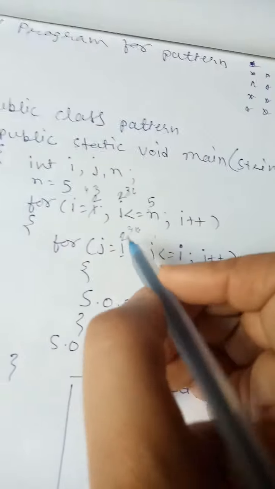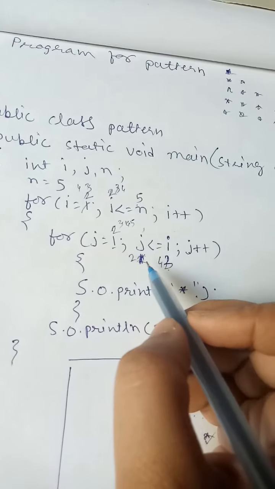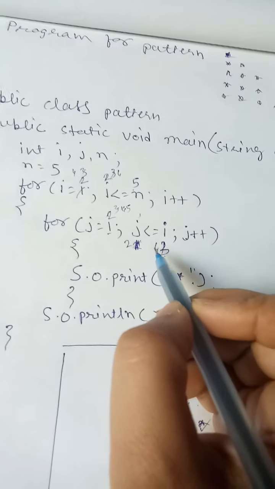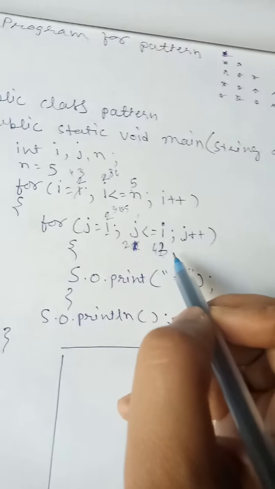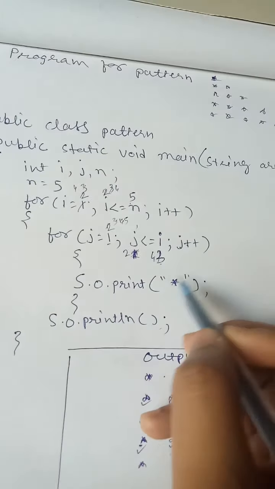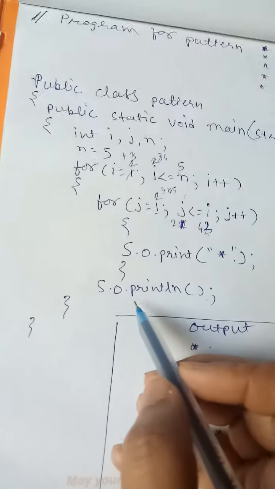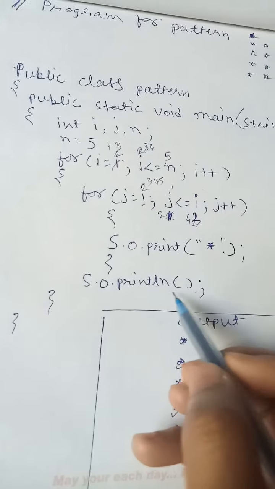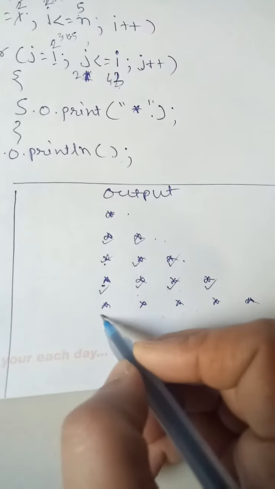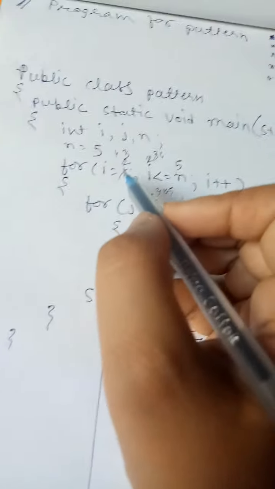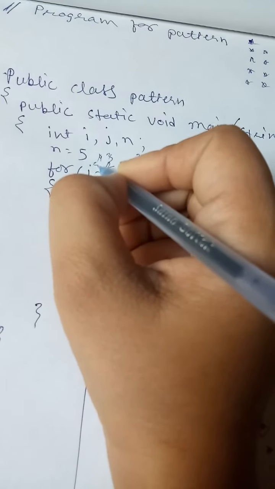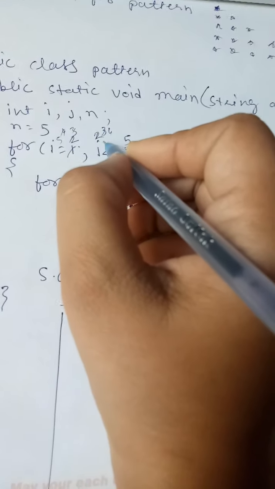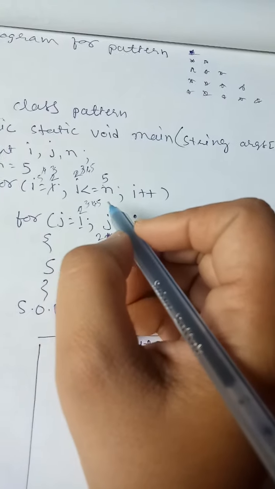Now again j will be updated and it becomes 5, but when we check the condition, 5 is less than or equal to 4, the condition becomes false. So we will not move to the print block, we will just come out of the loop and it will execute println. That is why your cursor will move to the next line. Now i will be updated. Now i becomes 5, so we will check 5 is less than or equal to 5.